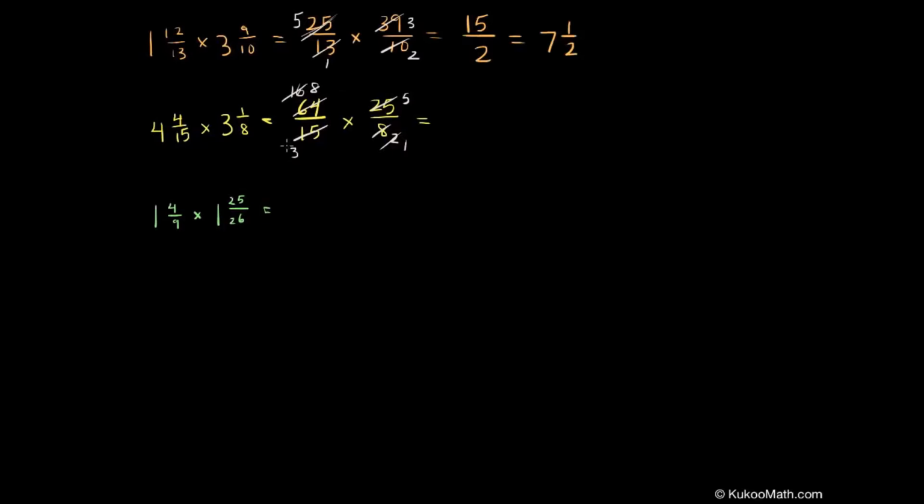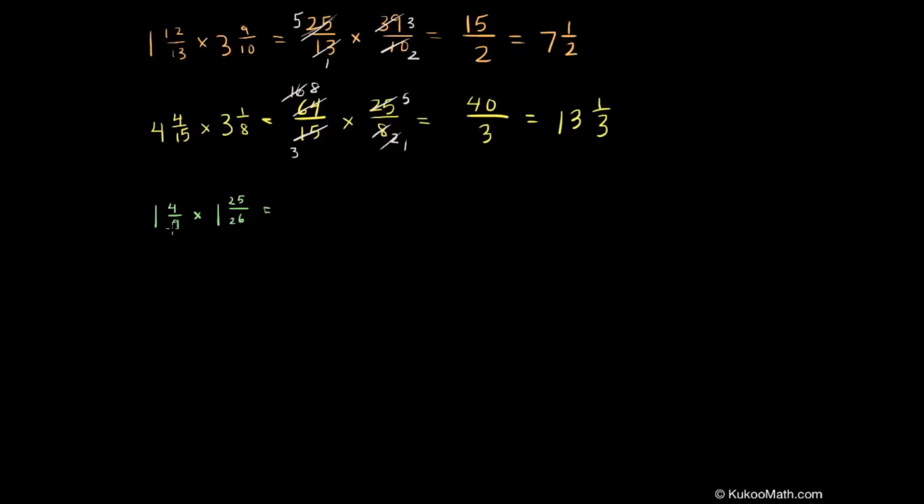We've got 8 over 3 times 5 over 1. Now we multiply across. This becomes 40. This is 3. Now since this is improper form, let's put it into mixed fraction form. So 3 goes into 40 13 times, right? And then we have 1/3 left. So our answer is 13 and 1/3.